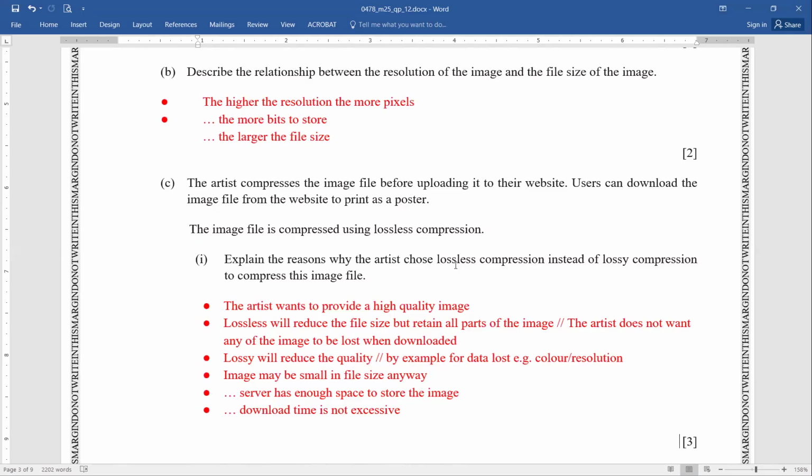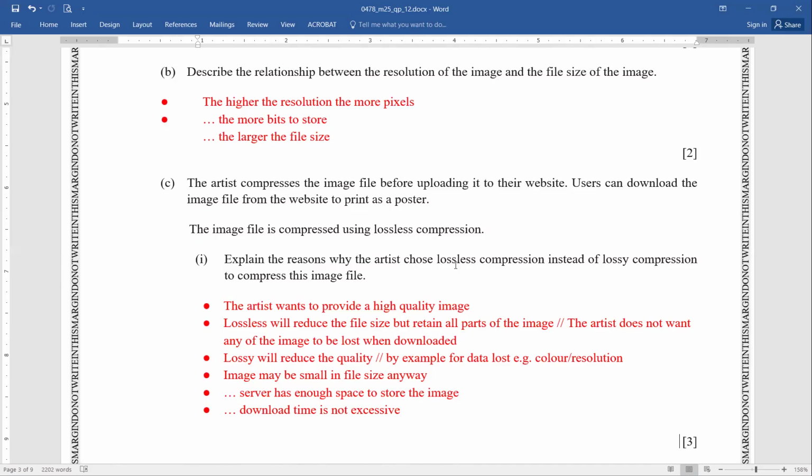And the reasons are that the colors are not going to be as clear, as crisp as they are in your lossless compression. So maybe the resolution of the picture is not going to be as it is in lossless compression, and that is why he'll prefer to go with a lossless compression method.